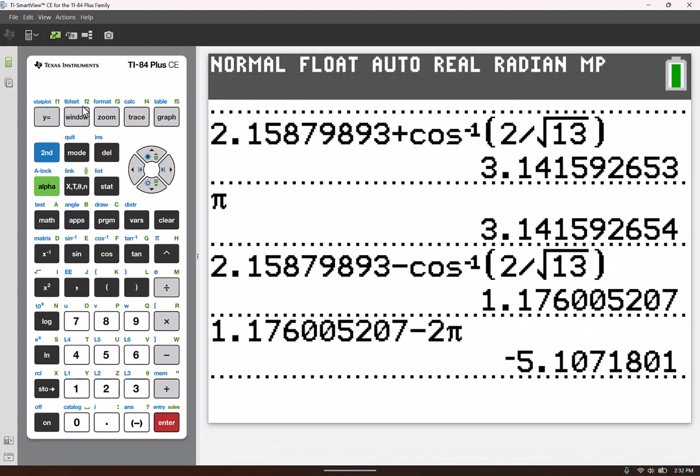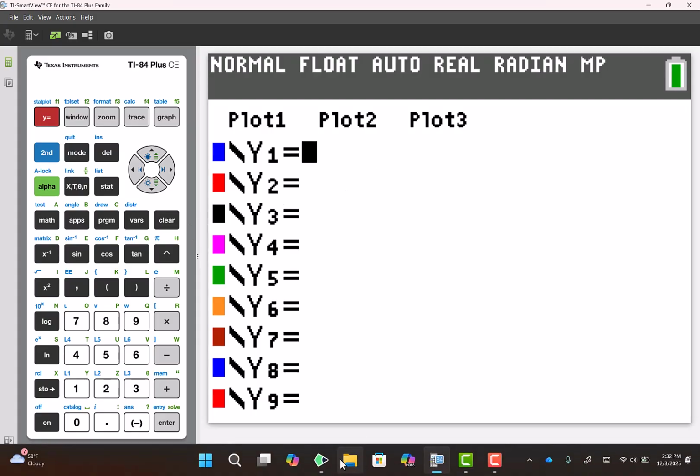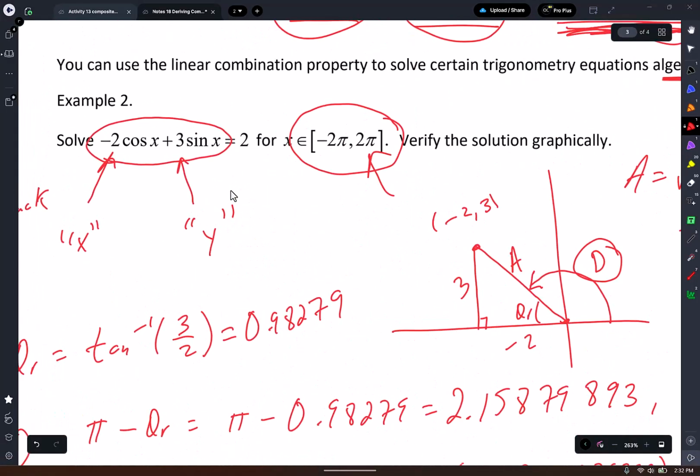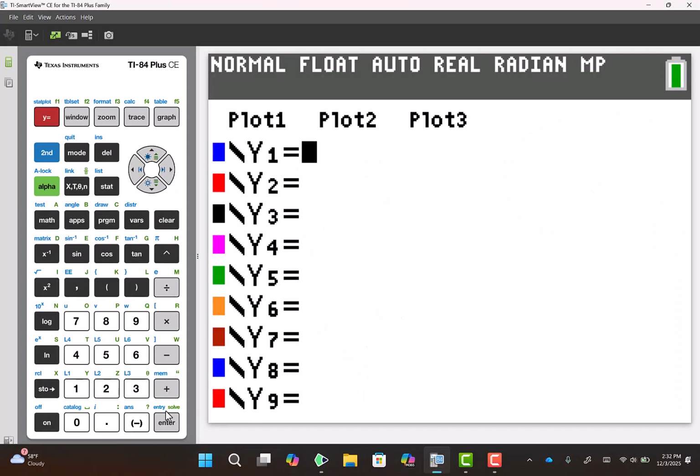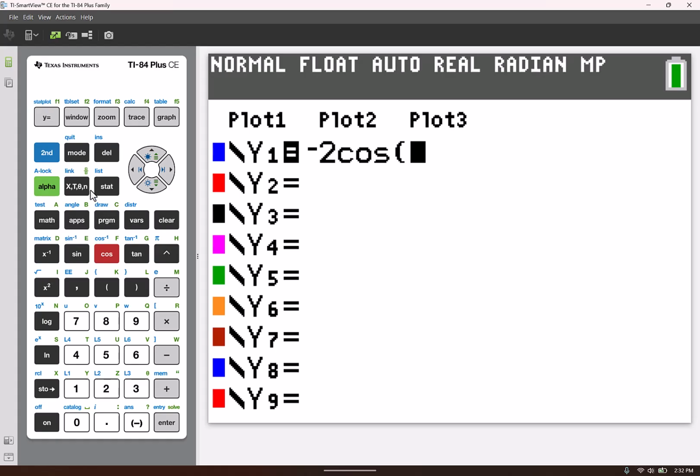You could type in your new equation, but to get the best, type in your old stuff. Type in this: negative 2 cosine x, close it, plus 3 sine x.